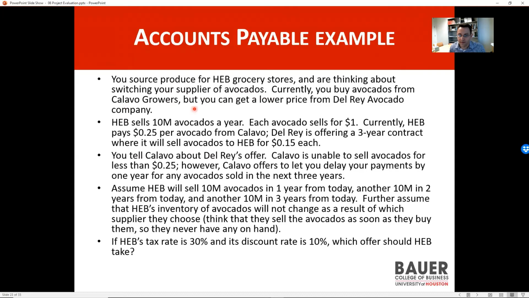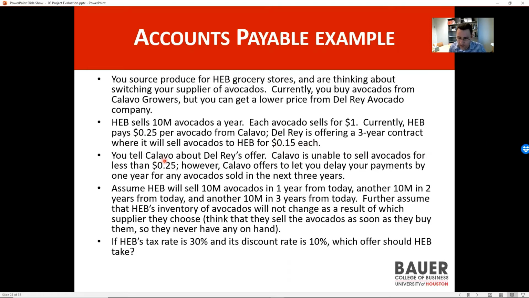Okay. In this case, pretend you work for H-E-B, and you're thinking about switching your supplier of avocados. Currently, you're buying from Calavo, but you can get a lower price from Del Rey. Okay, that's the premise of the question. These are the top two avocado suppliers. Other than that, I'm just going to make up some numbers here. Suppose H-E-B is going to sell 10 million avocados per year, and each avocado sells for $1. Again, just making this up. Currently, H-E-B pays 25 cents per avocado from Calavo, but Del Rey, this new supplier, is offering a 3-year contract where they'll sell avocados for cheaper, for 15 cents instead of 25 cents. Okay, so this could be very tempting. You may be tempted to switch to Del Rey to buy your produce at a cheaper cost.